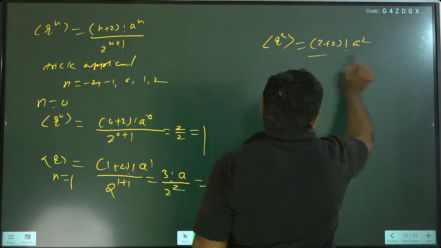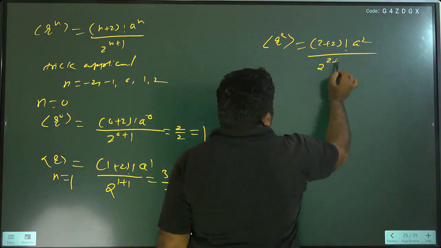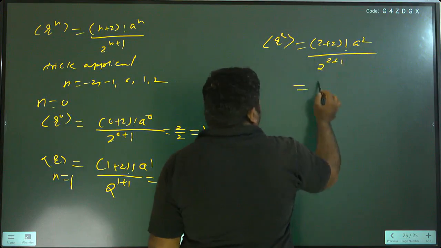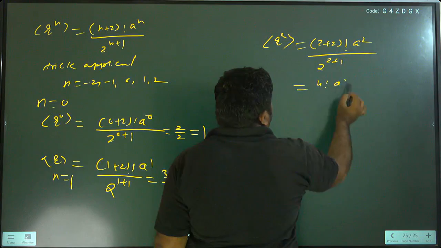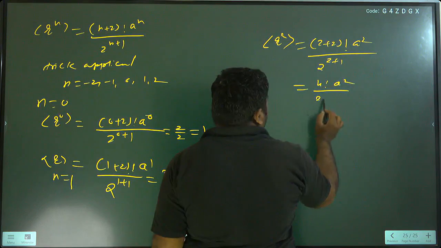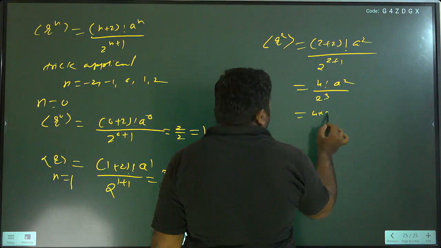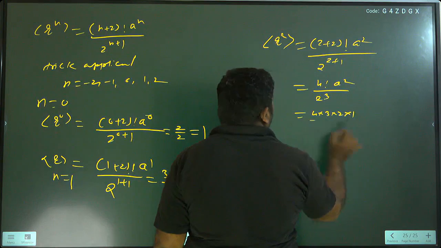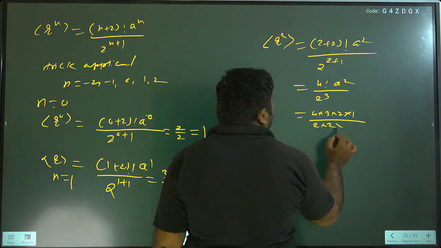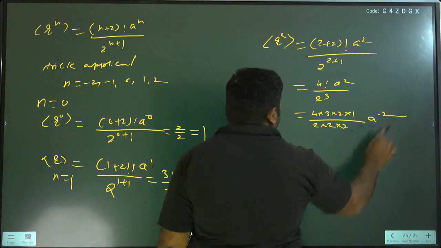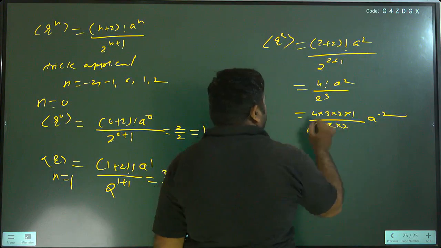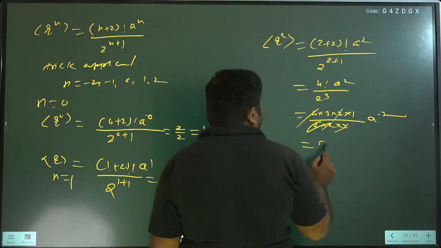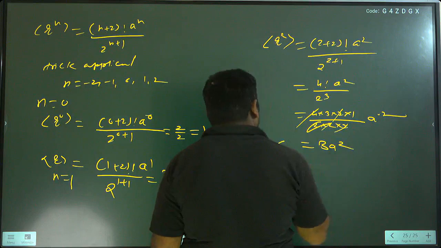A to the power 2 upon 2 to the power 2 plus 1. Yes, 2 plus 2, 4 factorial. A square upon 2 to the power 3. Okay, means 4 into 3 into 2 into 1 divided by 2 into 2 into 2 A square. 1 2 1 2, this is equal to how much? 3 A naught square. As you wish.